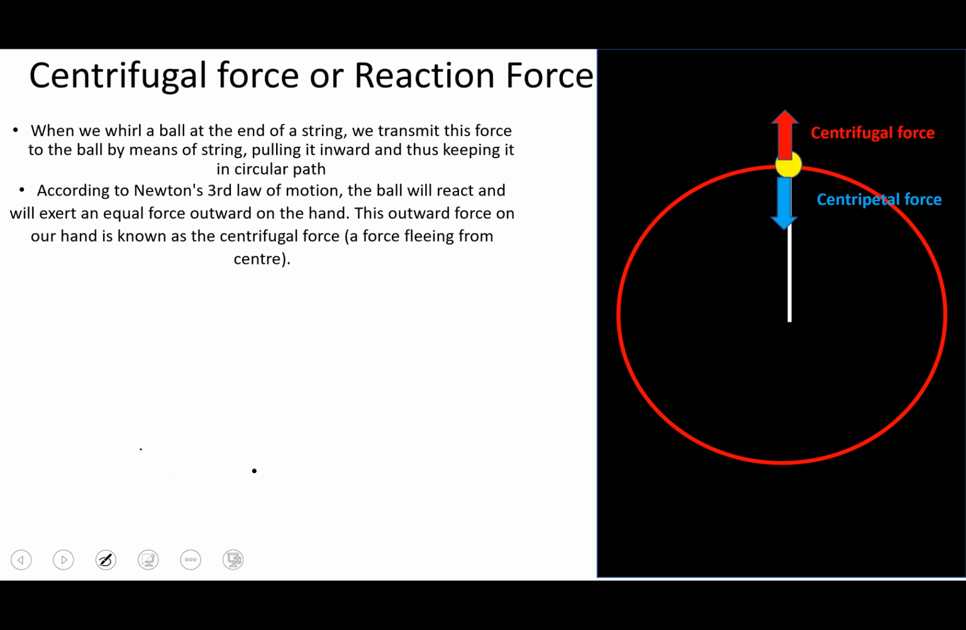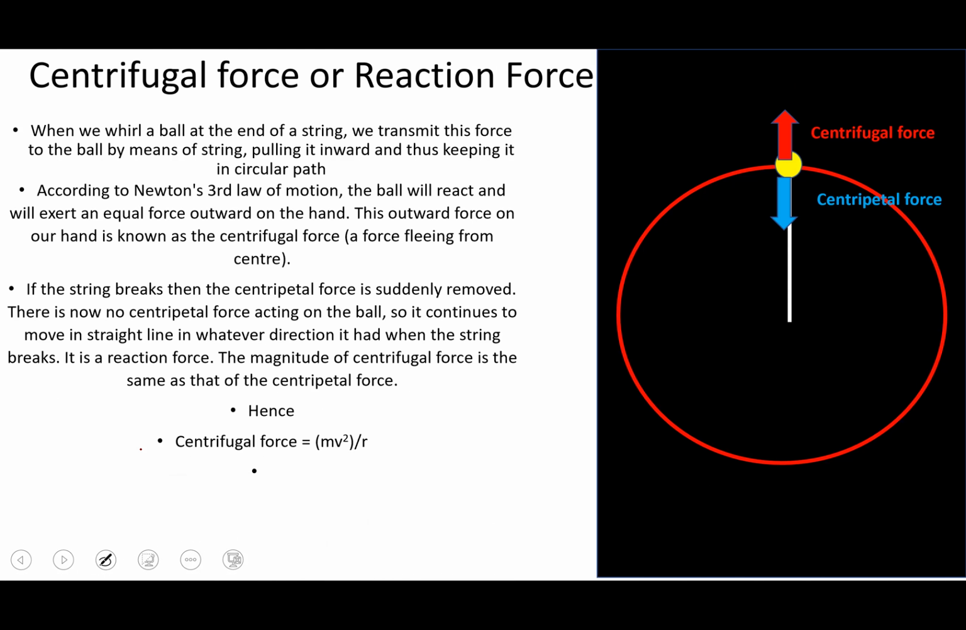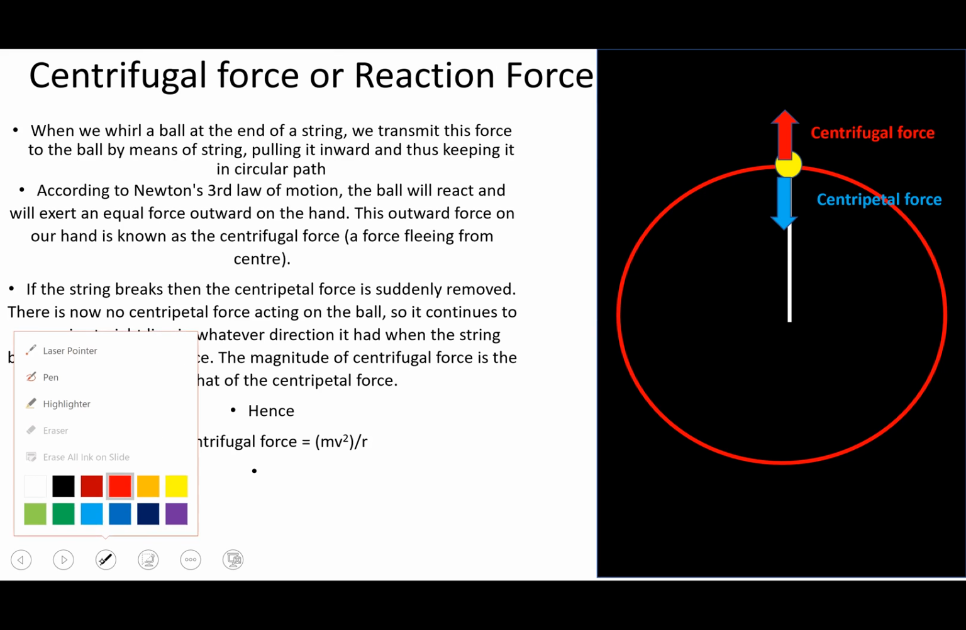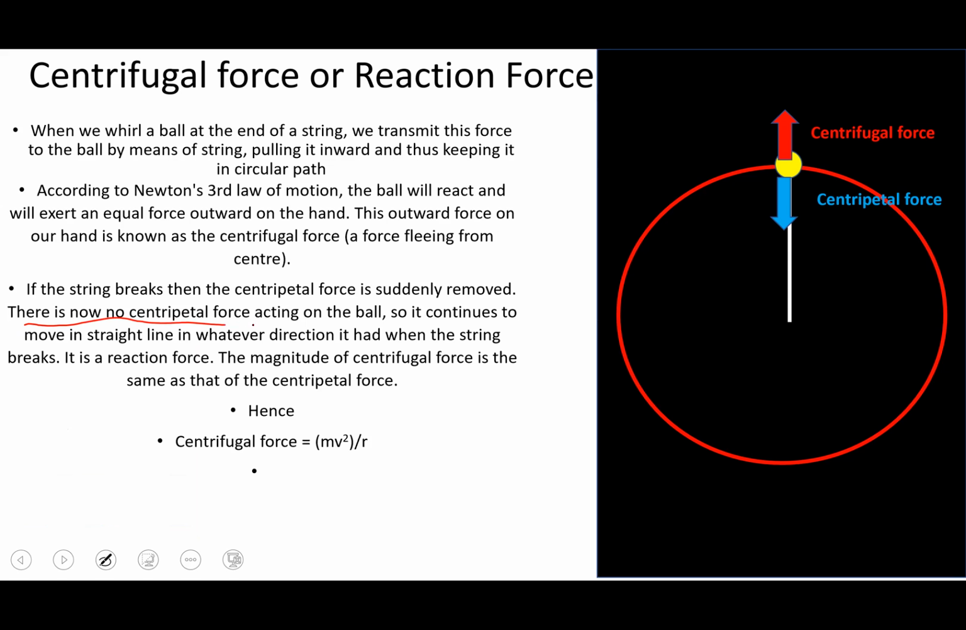But what if we leave this ball now at a certain point? If the string breaks and then the centripetal force is suddenly removed, that means there's no centripetal force, then where will it go? It will basically fly away, just as shown over here. There is now no centripetal force acting on the ball, so it continues to move in a straight line in whatever direction it had when the string breaks.